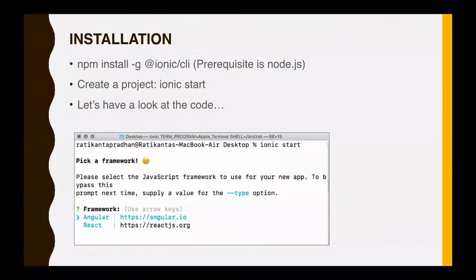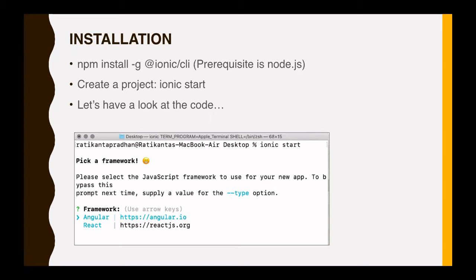So let's go to the installation part. How do we install, or how do we start the project? The prerequisite here is Node.js, and this is the command: npm install -g @ionic/cli. This is the command by which we install Ionic into our system. Then we can create the project by ionic start.